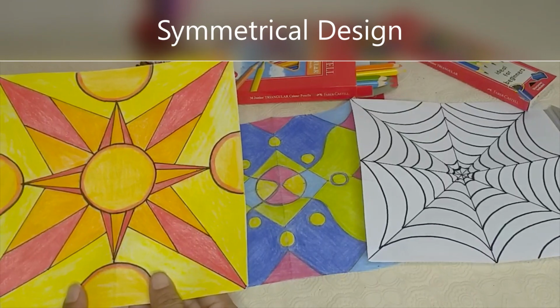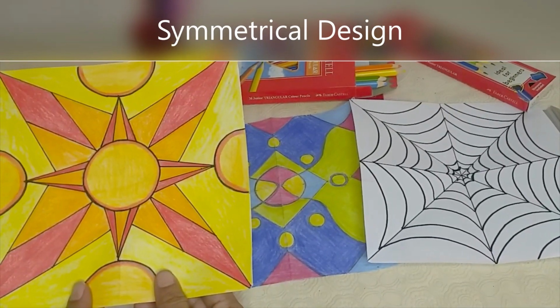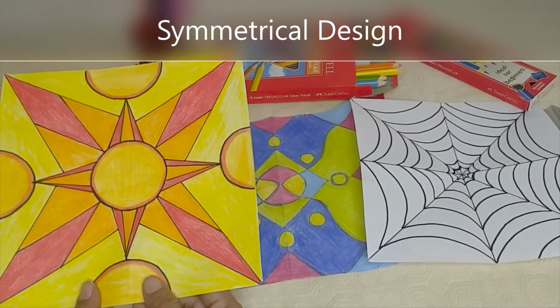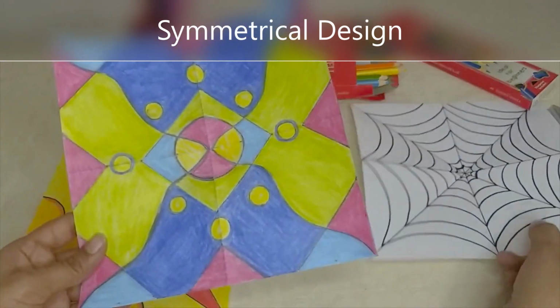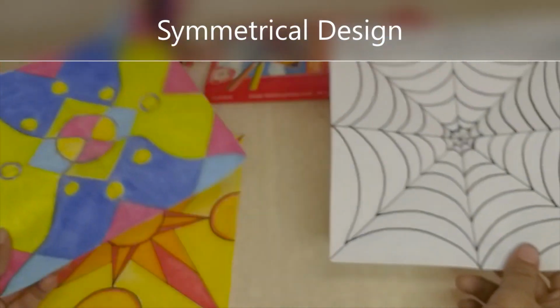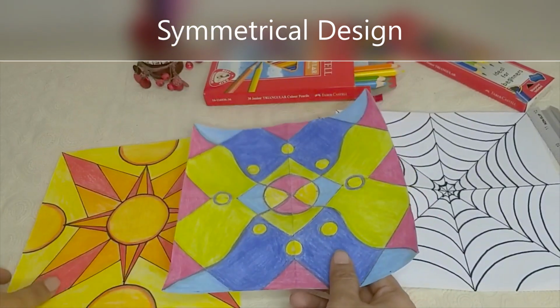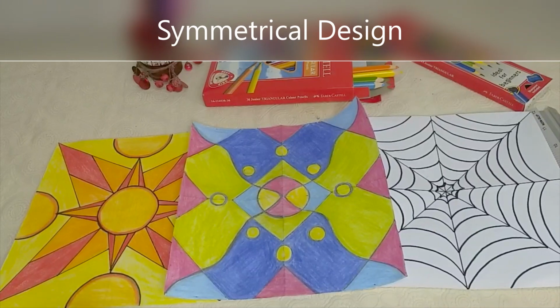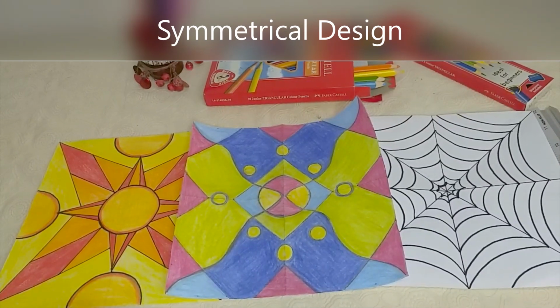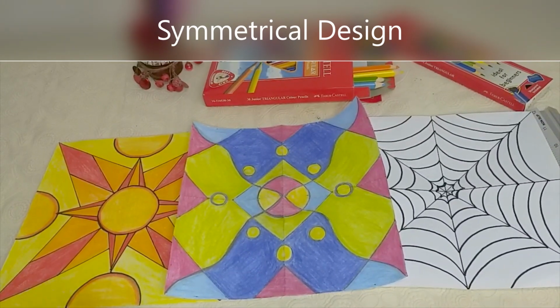What are we going to learn today in art lesson? We are going to learn about symmetrical design. So, these are the designs we are going to learn how we can make easily. What is symmetry? When we hear any word, we are going to think about that first, that what is symmetry.